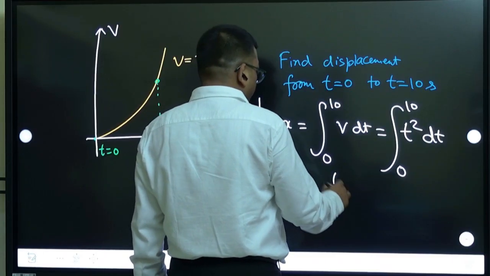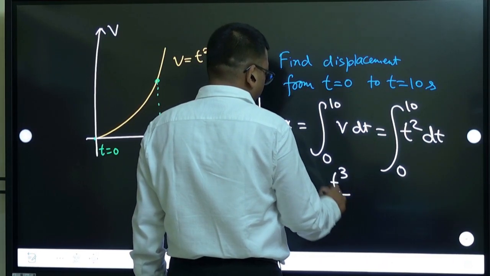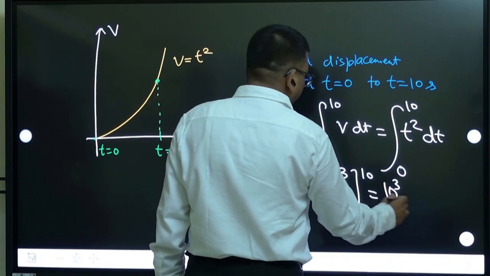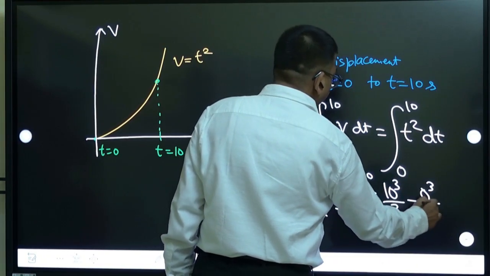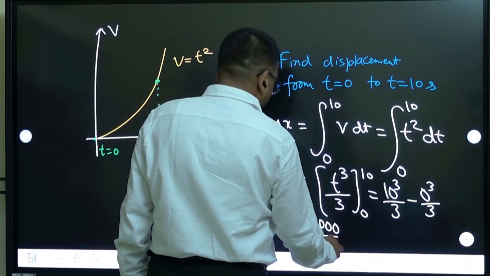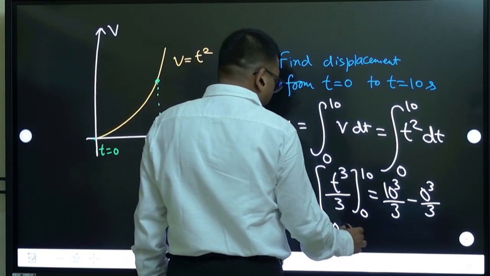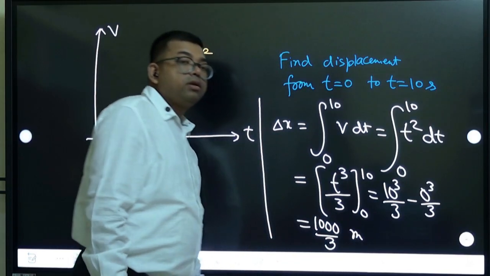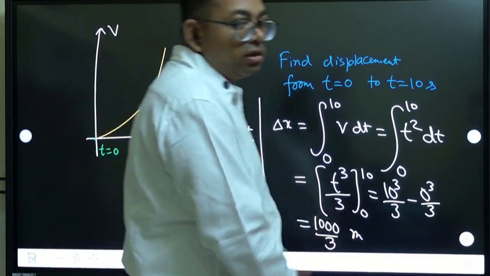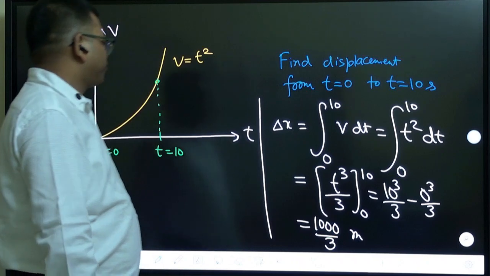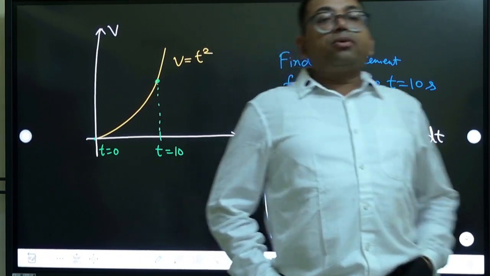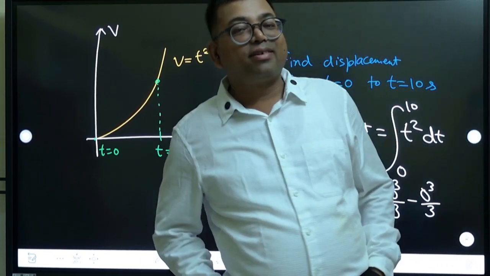Substitute. So the integration of t square is t cube by 3. And you have to go from 0 to 10. Substitute the upper limit, 10 cube by 3. Substitute the lower limit, 0 cube by 3. So you got the answer as 1000 by 3. That's the displacement. Let us say it in meters, SI unit meter. So that's the answer, 1000 by 3, nearly 333 meters. Right? Clear?